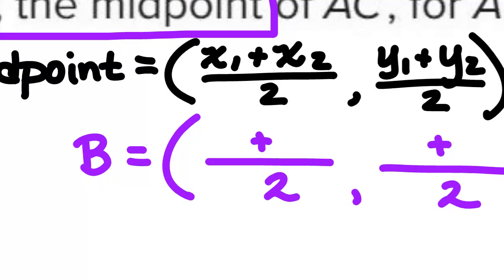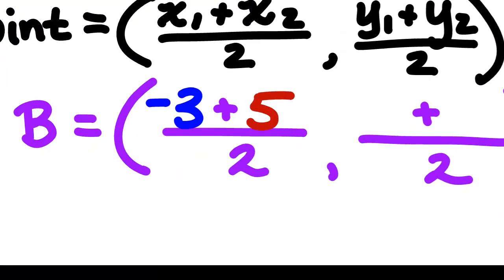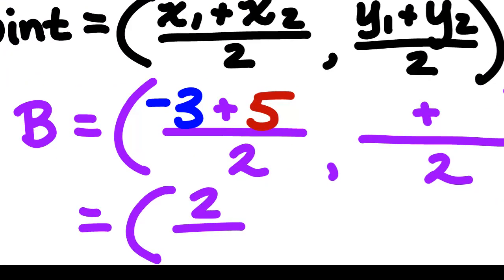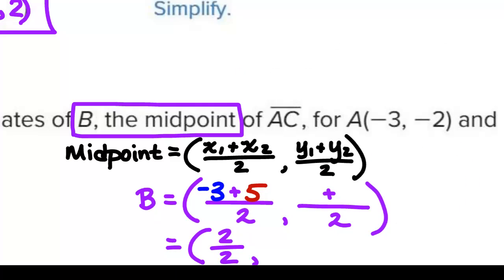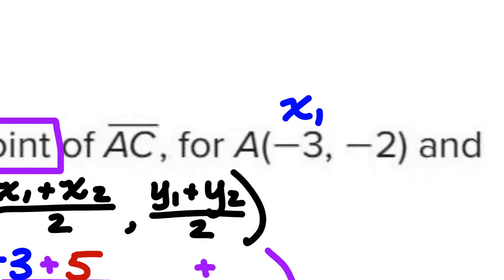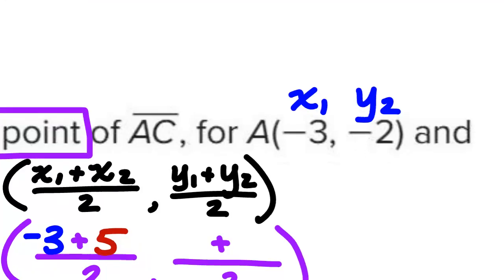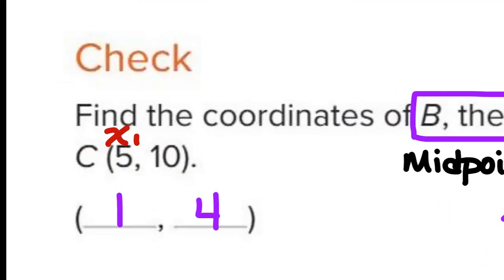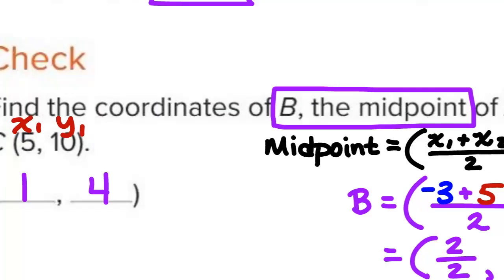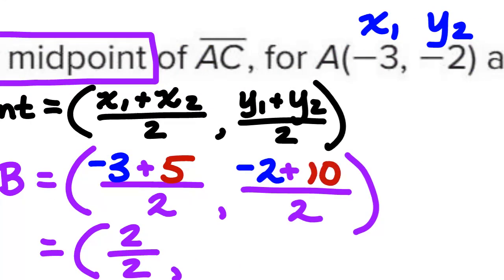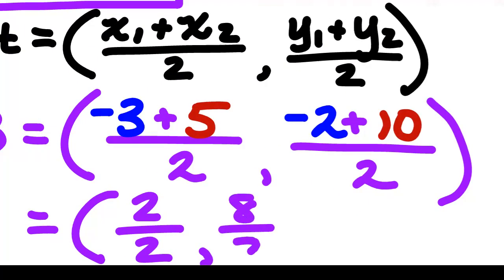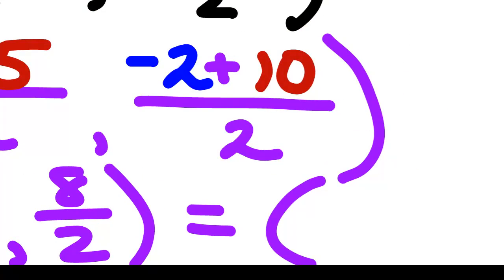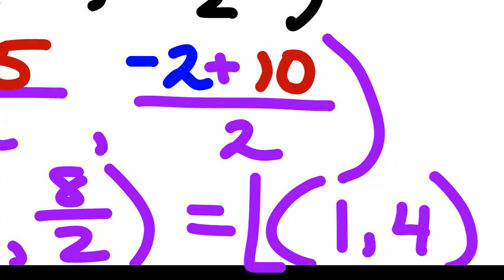What was the x1 that we're putting in? -3. What was x2? 5. What do you get when you add -3 and 5 together? So we have 2 over 2. And then what is our y1? So I have -2 and y2, 10. -2 plus 10 would give me what? 8 over 2. So 2 over 2 gives me 1. 8 over 2 gives me 4.